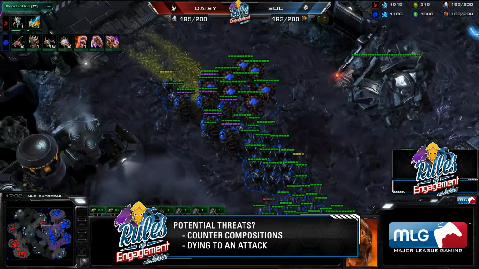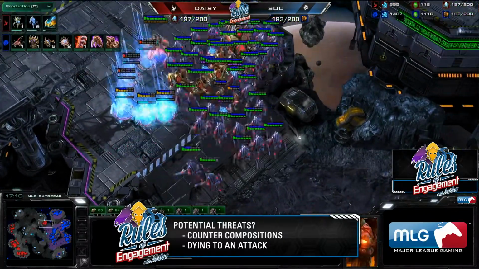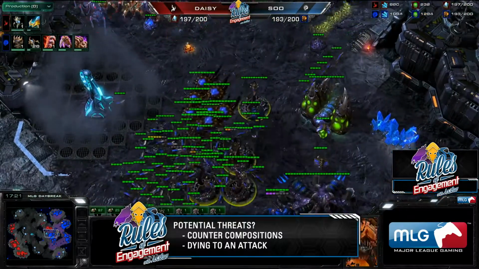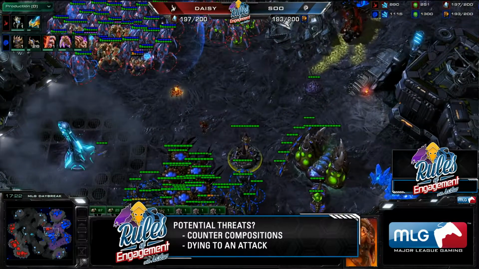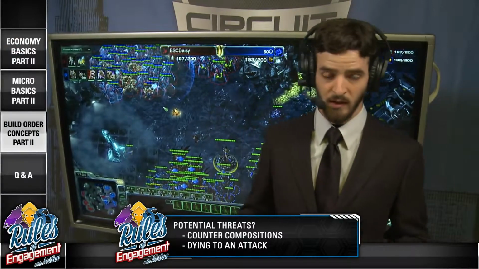Now this is the last threat right here. Daisy in this game actually does go for the 3-base timing. And of course here it comes in, but with the help of these Spine Cores, maybe Sue loses this, maybe it doesn't. That's not the important part of the game. The important part we're going to talk about is basically the fact of how he came up with the build, right? This is the part on build order concepts.